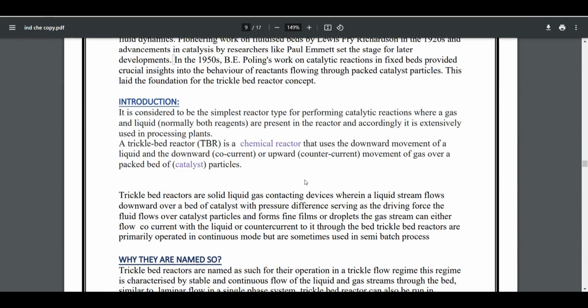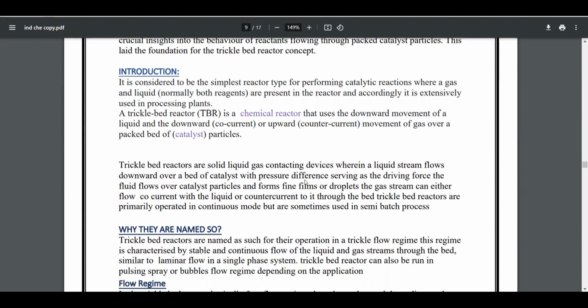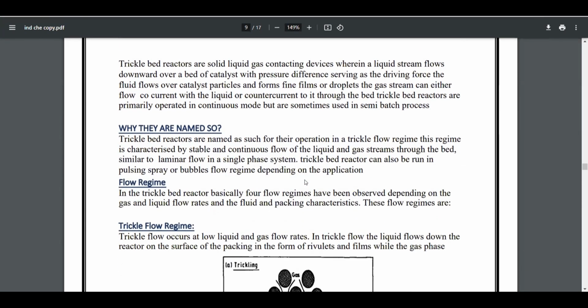The liquid flows over the catalyst particles and forms a thin film or droplets. The gas streams can either flow co-current with the liquid or in a counter-current motion to the bed. Trickle bed reactors are primarily operated in continuous mode, but sometimes they can be used in a semi-batch process. Why are they named trickle? So the trickle bed reactors are named as such for their operation in a trickle flow regime.